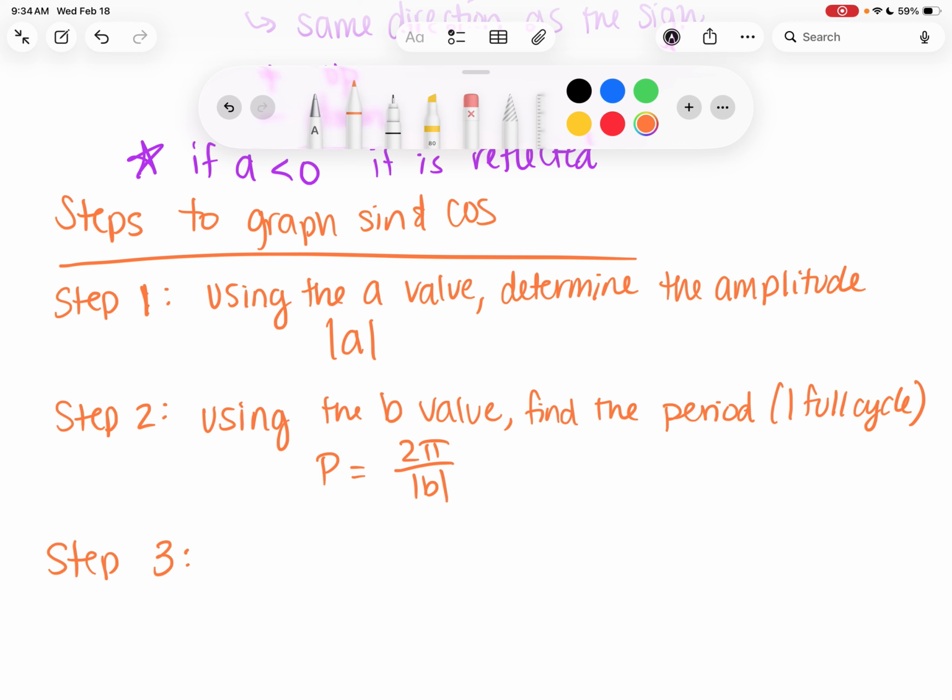Everybody doesn't teach this step when they teach graphing, but one of my AP books used this method, and I feel like it really helps people as they're graphing, because if you remember when you did your graphs in your notes for the parent functions, it was counting by pi over 2. So it was like pi over 2, pi, 3 pi over 2, and then 2 pi.